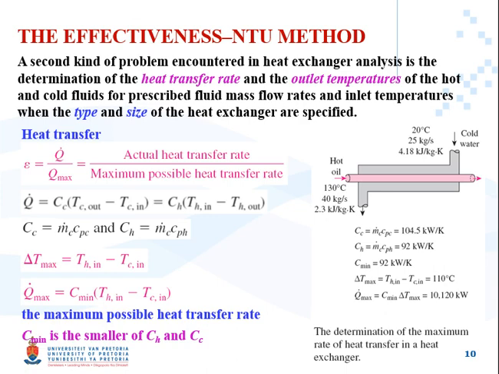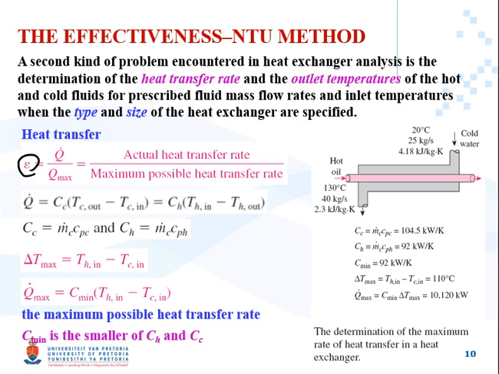NTU, what is it? It is the number of thermal units. Effectiveness is epsilon. This method was first suggested by Kays and London in 1955, and it is based on some dimensionless parameters, especially the heat transfer effectiveness, epsilon.